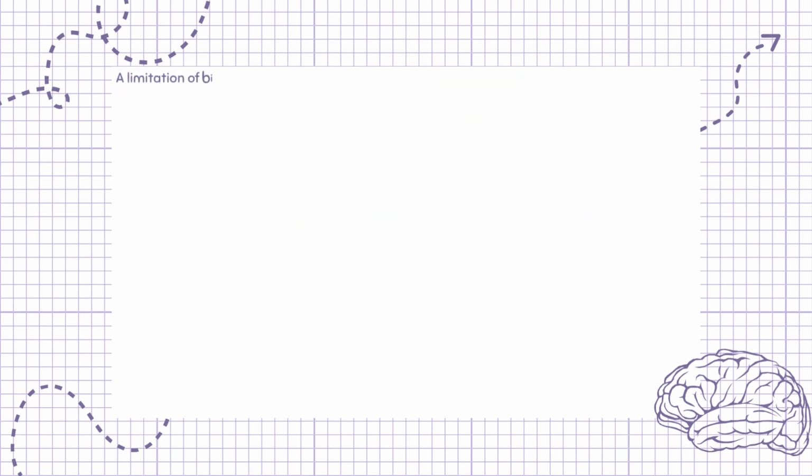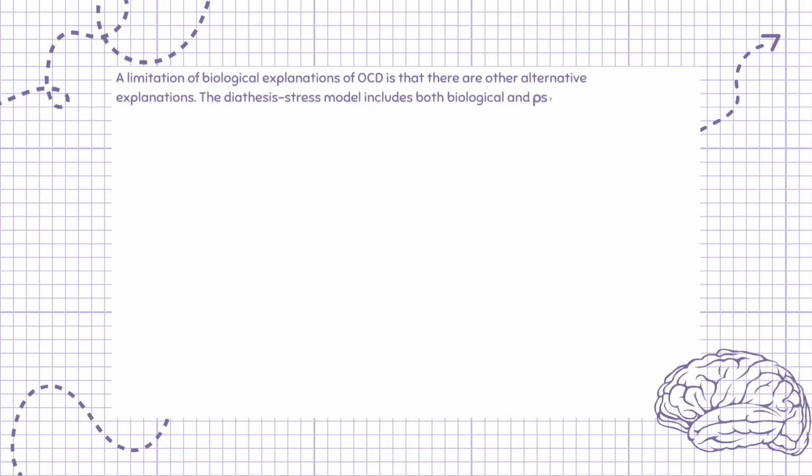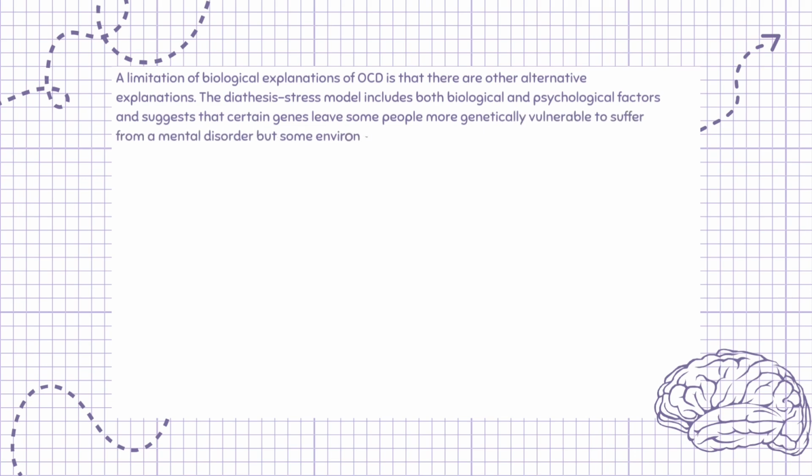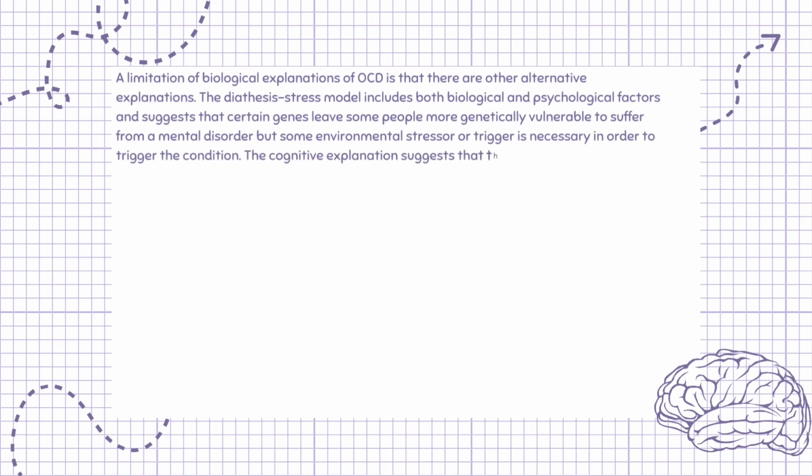A limitation of biological explanations of OCD is that there are other alternative explanations. The diathesis stress model includes both biological and psychological factors and suggests that certain genes leave some people more genetically vulnerable to suffer from a mental disorder, but some environmental stressor or trigger is necessary in order to trigger the condition. The cognitive explanation suggests that the thoughts themselves are the cause of OCD.